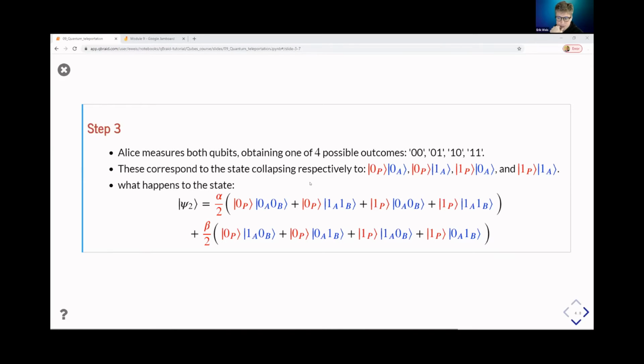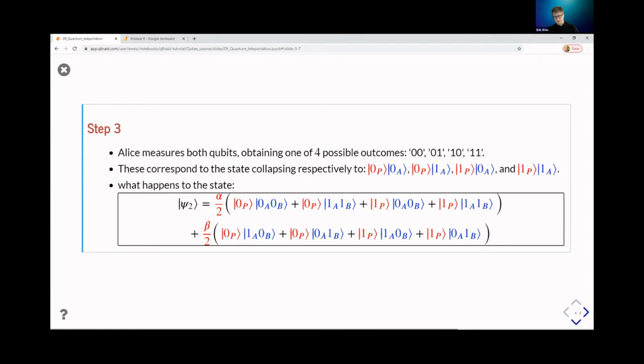What are the remaining terms? Right, 0, 0, 0, and 0, 0, 1. And that corresponds to this term here. So the password qubit is 0, and Alice's qubit is 0. The password qubit is 0, and Alice's qubit is 0 still, but Bob's qubit is 1. So there are only 2 possibilities, right?